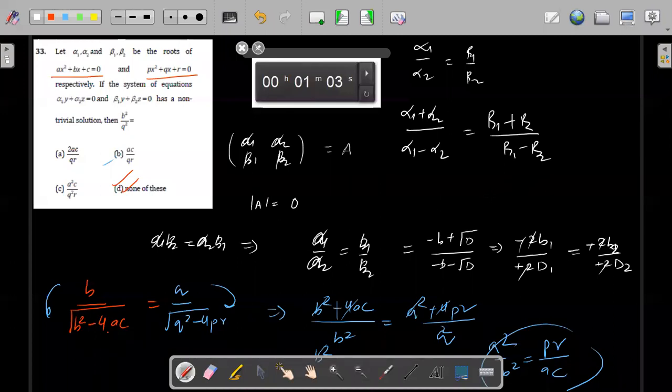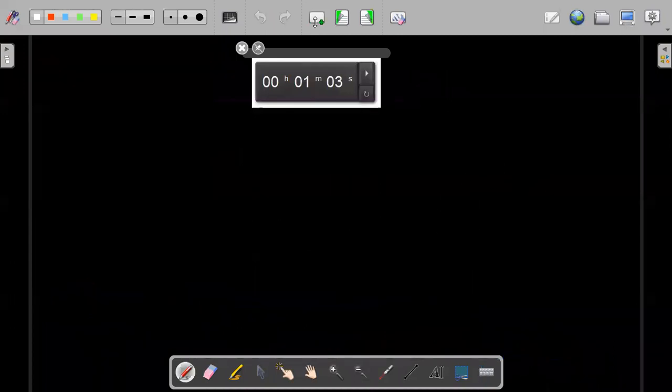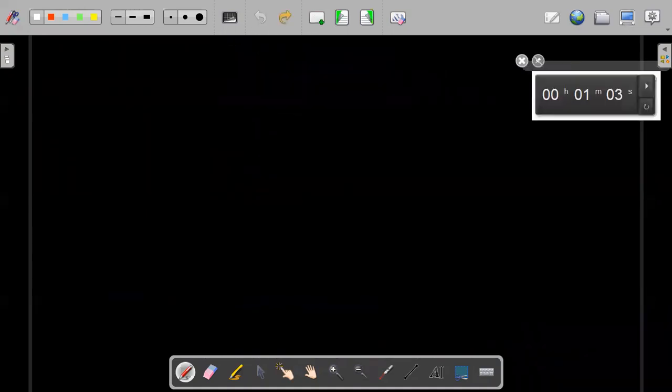Okay, not familiar with componendo dividendo? Kids, this is taught in nursery. This has been taught in nursery.